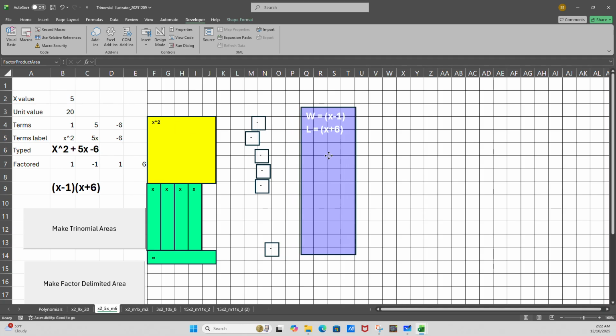So 5 minus 1 is 4 of these rectangles across. And then x plus 6 would be the original 5 for x, but then adding another 6 of them, which is what we see. So if we take one of these, which has the length of x, since in this case it's 5, right?